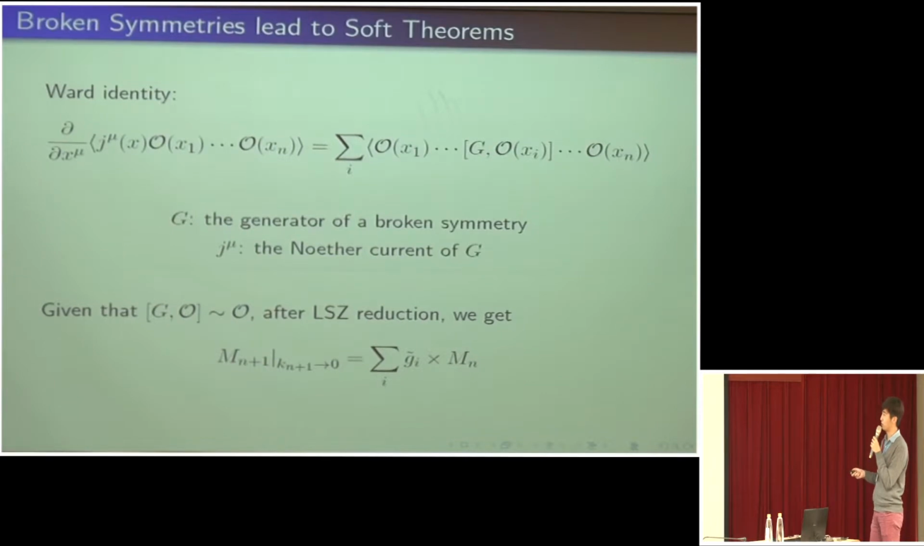Then we can have two momenta here. The J mu generates one particle with momentum p, and another p. So we'll have a valid LSZ reduction. Then it forces the momentum of J to be 0. So it's a soft theorem.